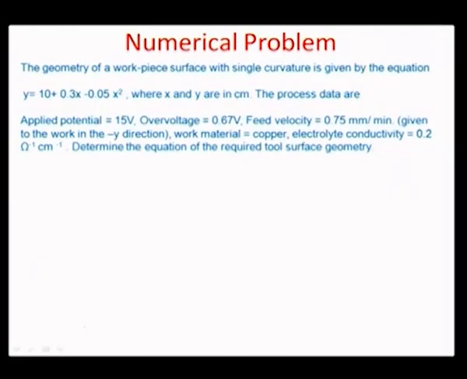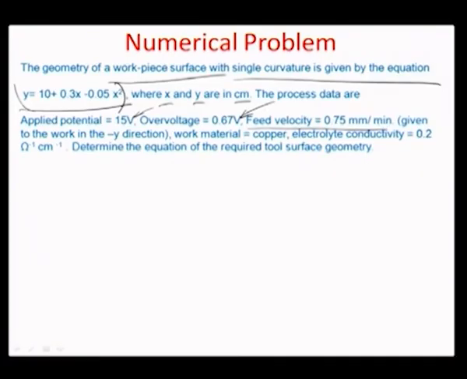Here, as you see, the geometry of a workpiece with single curvature is given, and this geometry is given by the equation y = 10 + 0.3x - 0.05x². You know that these values are in centimeters, and the process data is that the applied potential is 15 volts, the overvoltage needed is 0.67 volts. There is a feed velocity of 0.75 millimeters per minute, given in the minus y direction. The work material is copper, the electrolyte conductivity is about 0.2 ohm⁻¹ cm⁻¹, and we have to determine the equation of the required tool surface geometry.